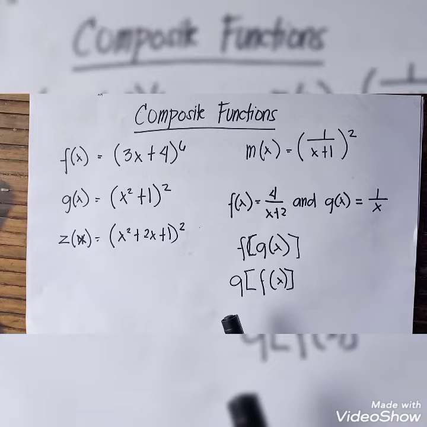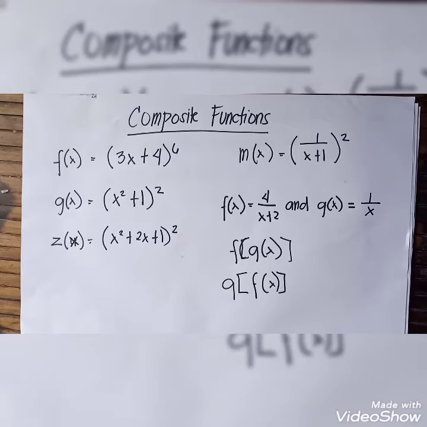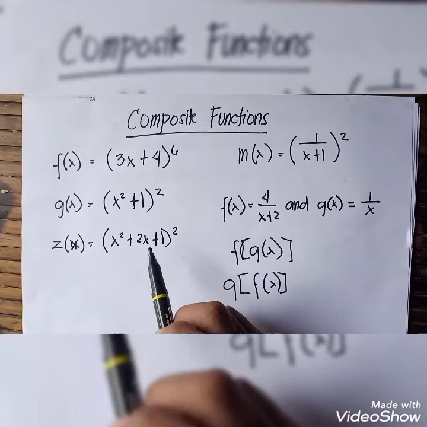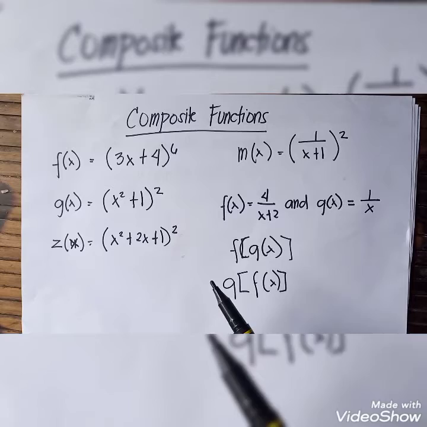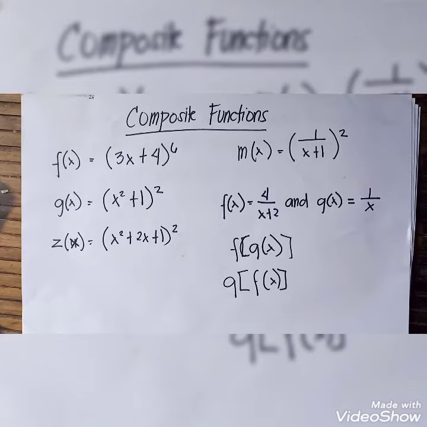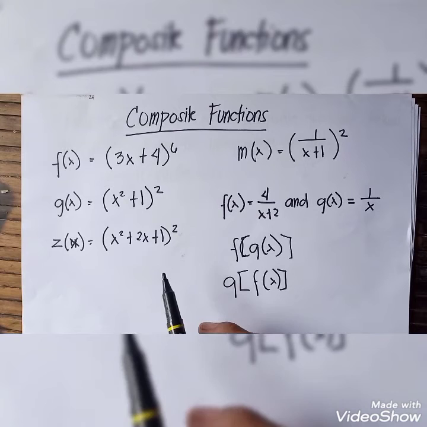So we have here another example, g of x is equal to the quantity 3x squared plus 1 raised to 2. The same is true with our first example, which is f of x. And another is z of x, the quantity x squared plus 2x plus 1 raised to 2. So we have here the outer function, which is 2, and our inner function, which is a quadratic expression, x squared plus 2x plus 1. This is also called a composite function.